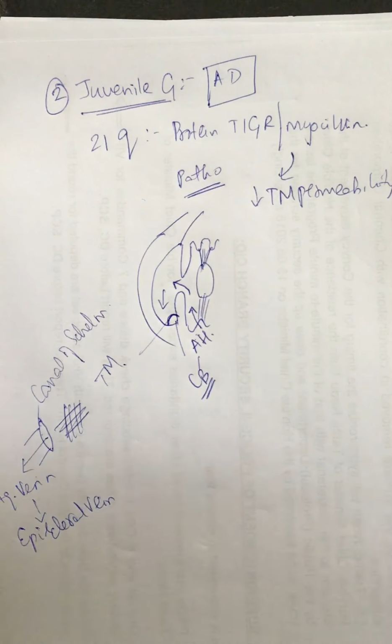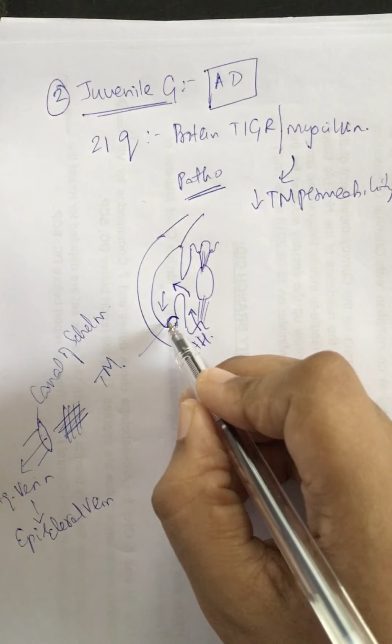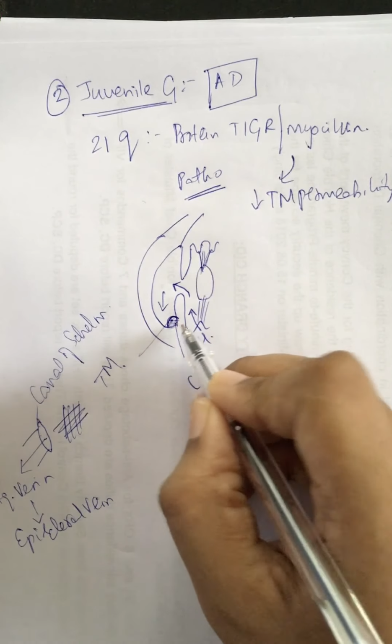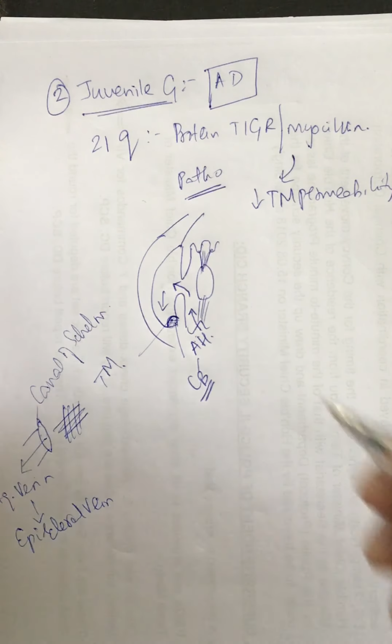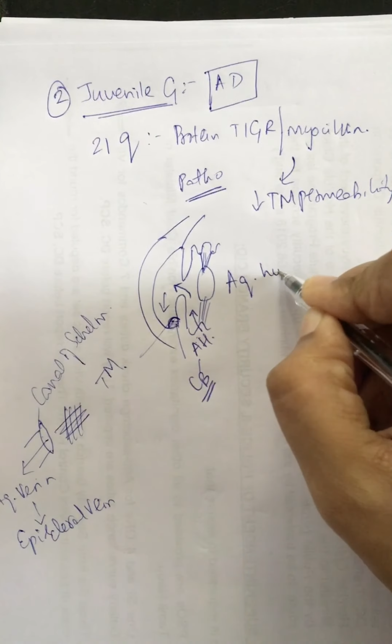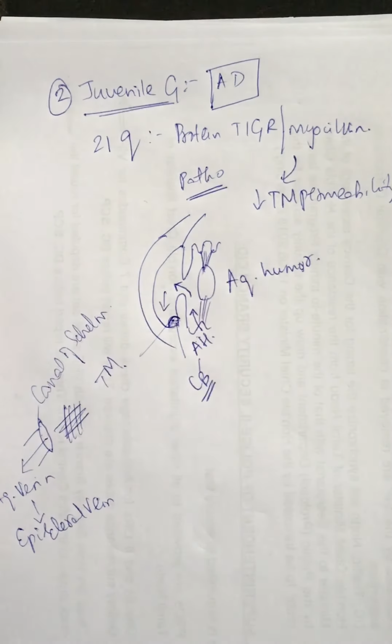So yeah, the trabecular meshwork is like a filter. If the filter is clogged, the thing which is supposed to be drained, in this case the aqueous humor, is not going to be drained properly. As a result of reduced drainage of the aqueous humor, there is going to be increased intraocular pressure.